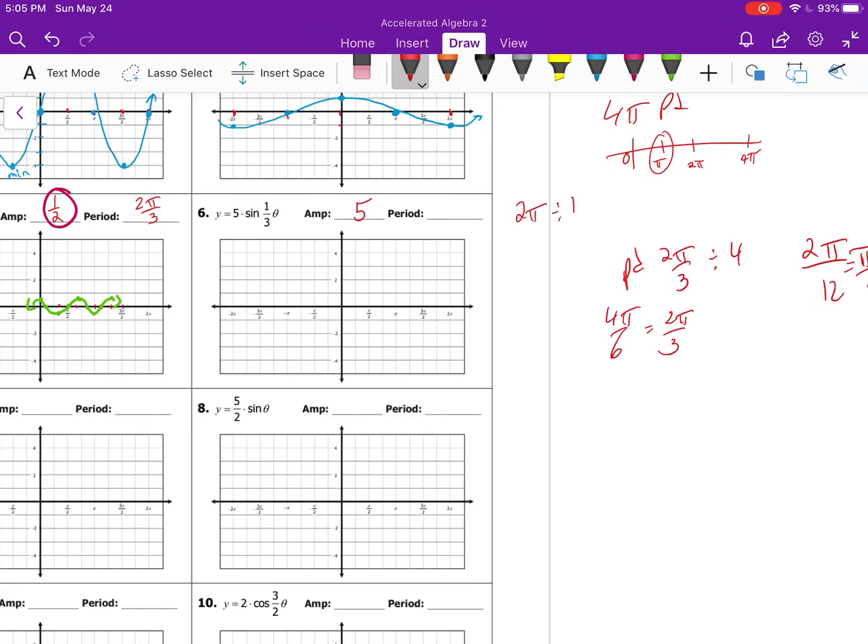We got an amplitude of 5 and a period of 2 pi divided by a third again. So that's actually 2 pi times 3, which is 6 pi. Which is ironic because we're not even going to be able to see the whole period here, right? My axis is only going from negative 2 pi to 2 pi, so I can really only see 4 pi, so I won't even see the whole thing.